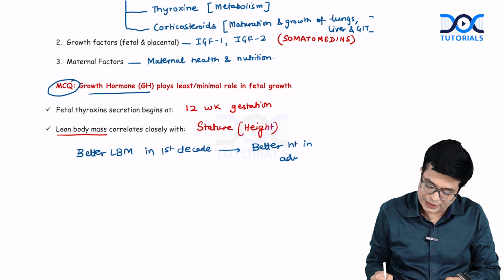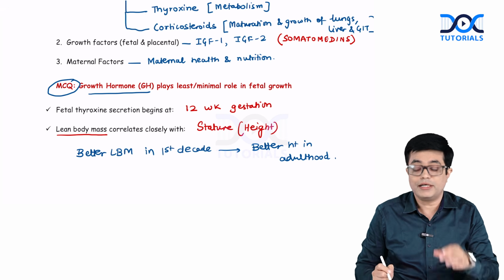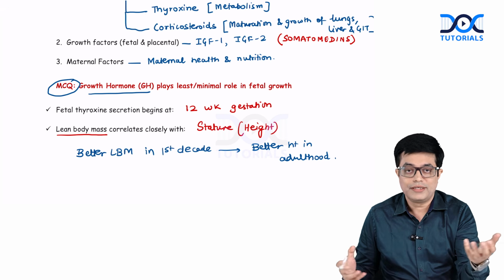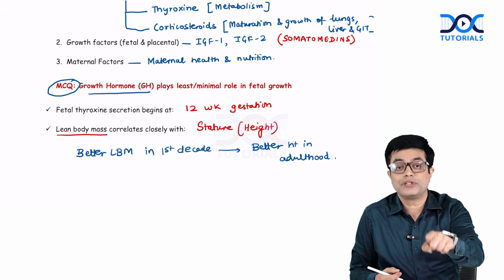See, height depends upon multiple factors. Height depends upon nutrition of the child. Height depends upon the parental height, the genes you have inherited. Height also depends upon the physical activity.